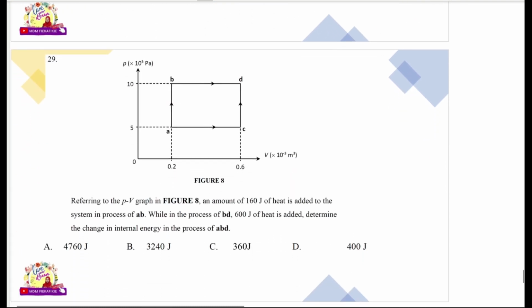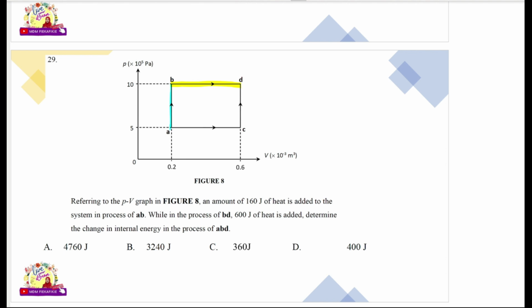Next, question 29. Sikit lagi nak habis. Okay. So for question 29, referring to the PV graph, an amount of 160 joule of heat is added to the system in process A to B. Okay, sekarang saya akan highlight sikit. This is AB. And then, while in the process of BD, 600 joule of heat is added. So B to D. Okay, so A to B constant volume, kan? A to B adalah constant volume, so isochoric.